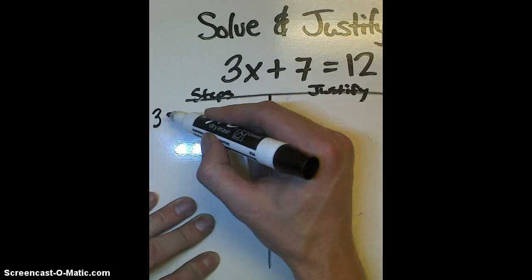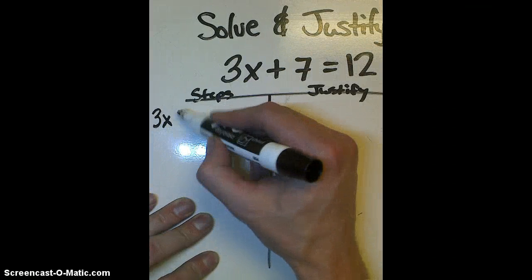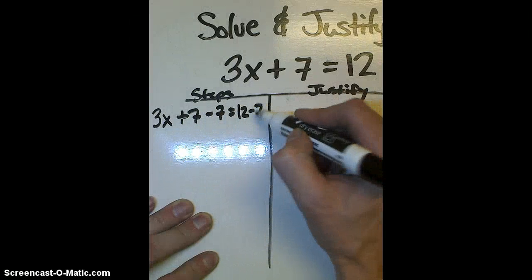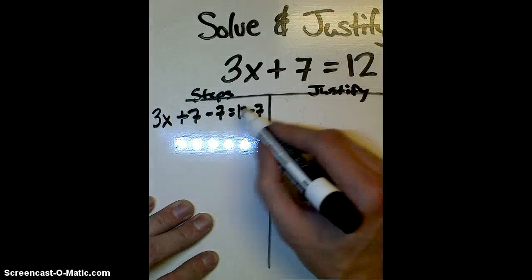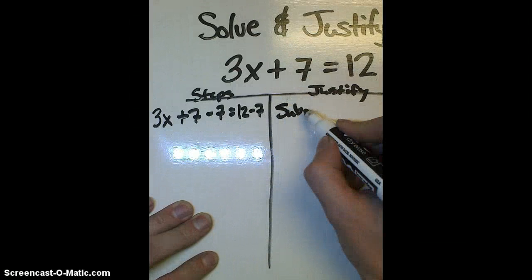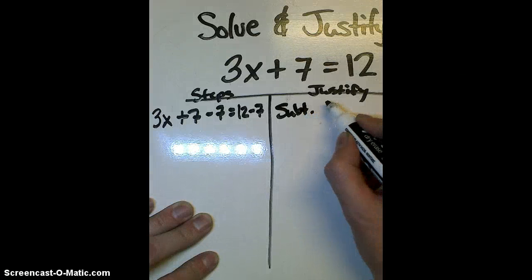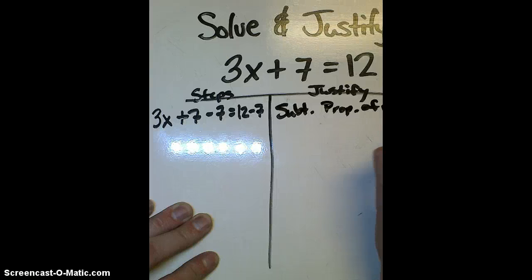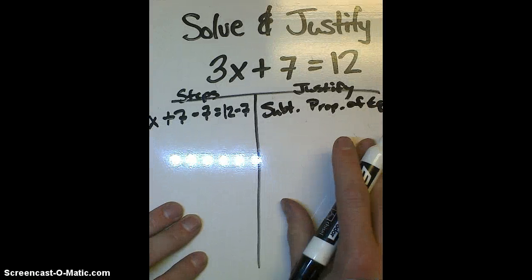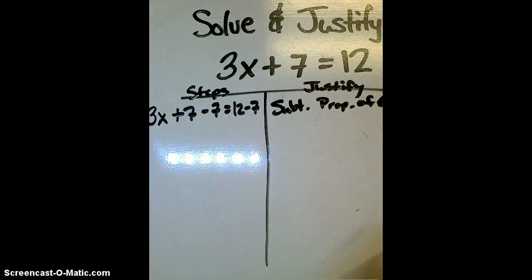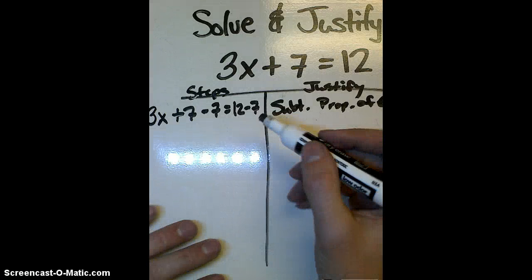I've got 3x plus 7. I subtract 7 from that side. On this side, I do 12 minus 7. The reason you can subtract 7 on both sides is because of the subtraction property of equality. I'm going to abbreviate here. Most of the time when we're doing things on both sides, it's the property of equality.